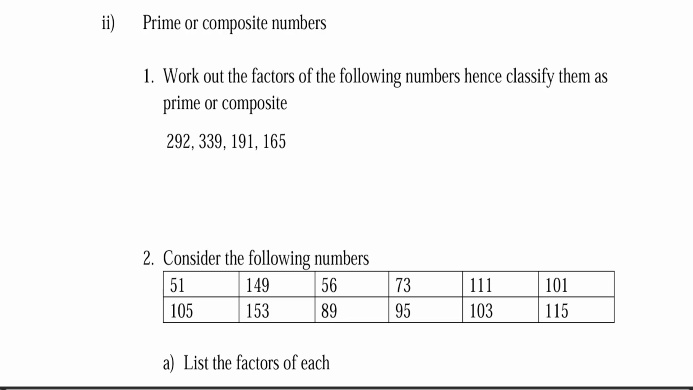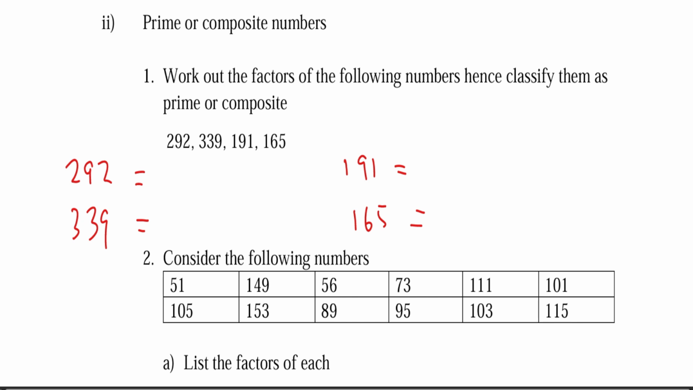Okay, prime or composite numbers. Work out the factors of the following numbers, hence classify them as prime or composite numbers. Before you can classify prime or composite numbers, you need to know how to work out factors, because that's the key that classifies them. For the first example, we have 292, 339, 191, and we also have 165.